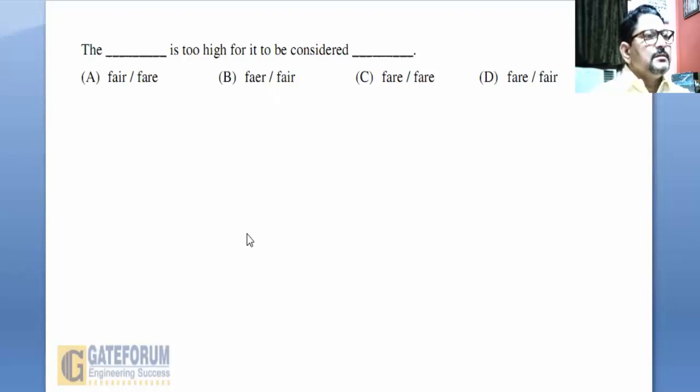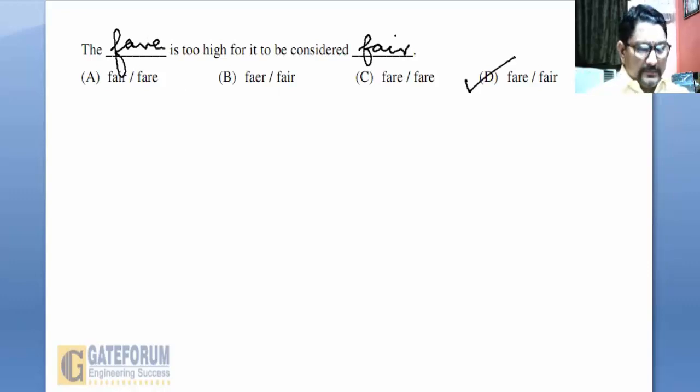The first problem is of verbal ability. Now, fare means the cost of going, a bus ticket, train ticket, etc. The spelling of that is F-A-R-E. "Is too high for it to be considered fair." Fair means unfair's opposite; the opposite of unfair is fair. So that spelling is F-A-I-R. So let us see which option has these spellings, and we can see that it is option number D. So that is the correct answer.